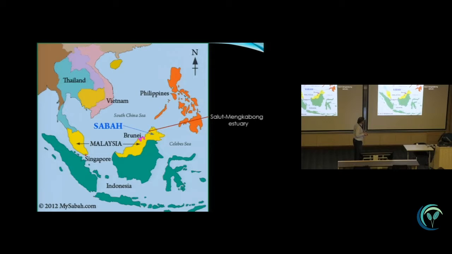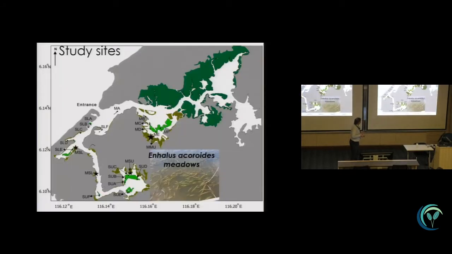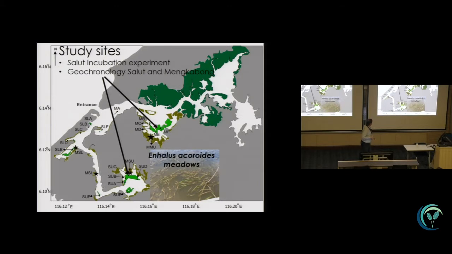So the study was in Sabah, near Kota Kinabalu, in an estuary, in the upper part of the estuary, as you can see in that particular area. We also did some geochronology to constrain our interpretation in a similar seagrass Enhalus bed in a separate branch.